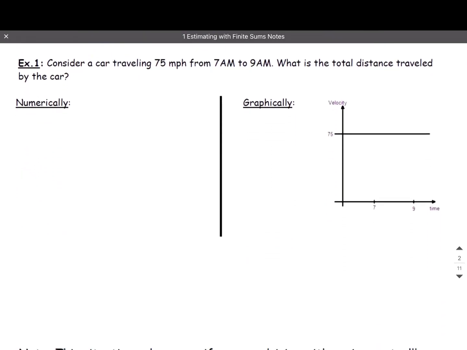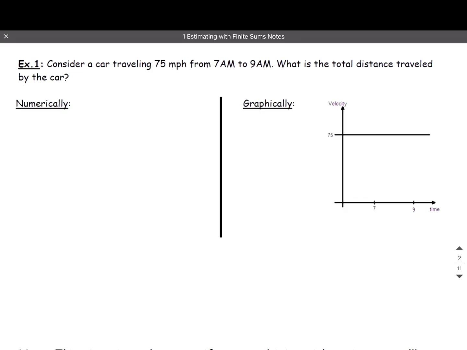We're going to consider a car traveling 75 miles per hour from 7 a.m. to 9 a.m. And we want to know the total distance the car traveled. Well, we know that distance is velocity times time. And even if you forgot that, we know that the car is traveling 75 miles per hour, and our distance is in miles. So what do we have to do? We have to multiply by hours to get only miles.